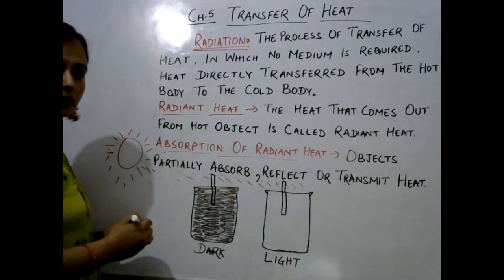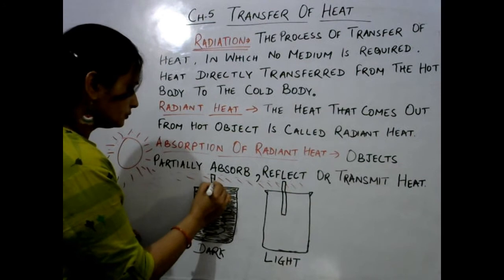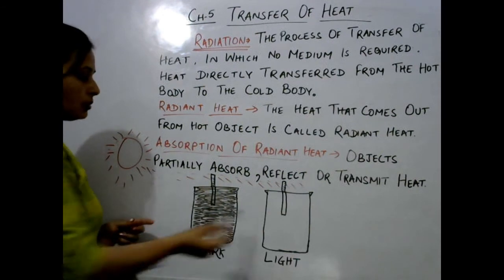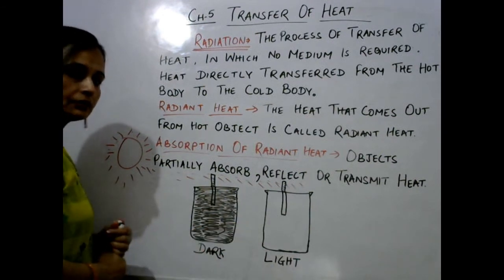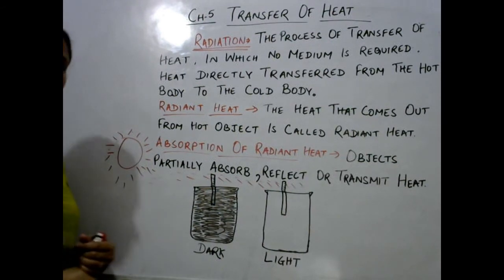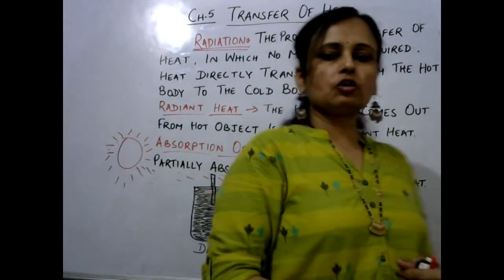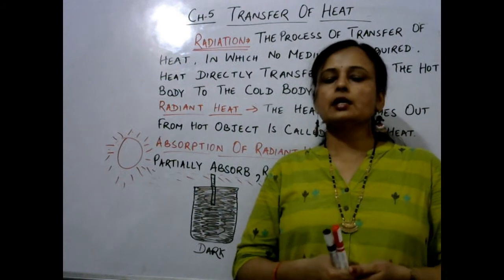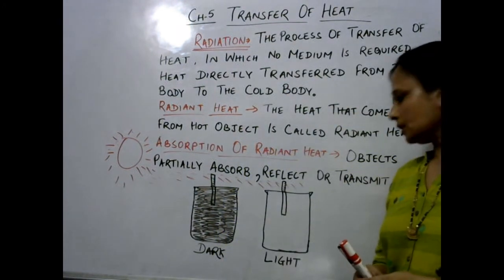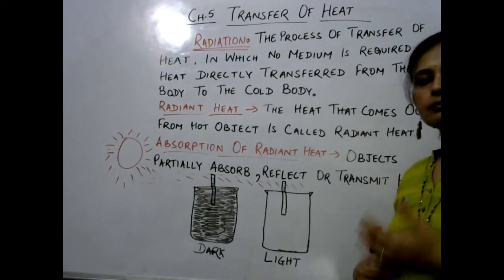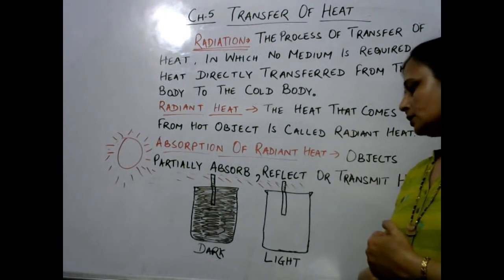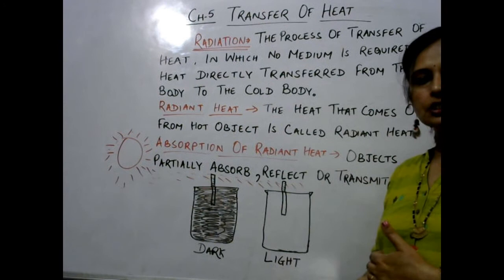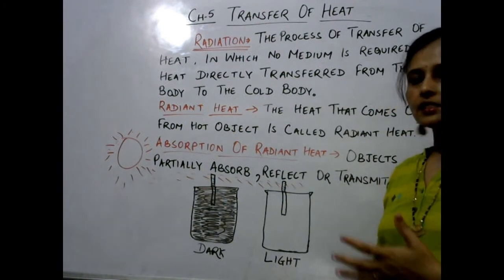In the case of the object which is dark in color, that will show maximum temperature, and the object which is light in color will show less temperature. You know why? Because the nature of dark objects is that they absorb heat, but light objects do not absorb much heat. They reflect heat. So the nature of a dark object is to absorb heat, and light objects reflect heat.